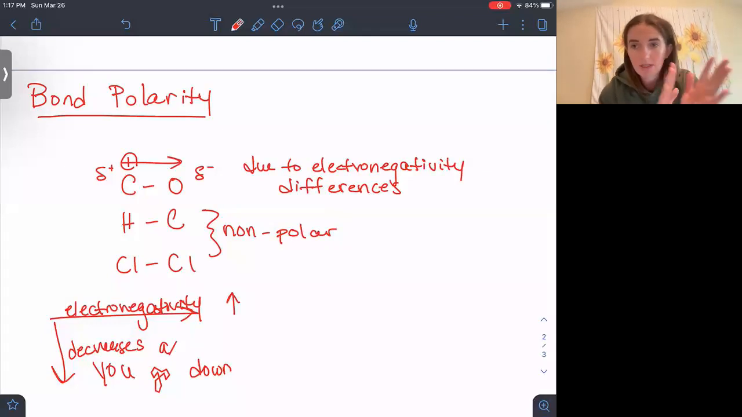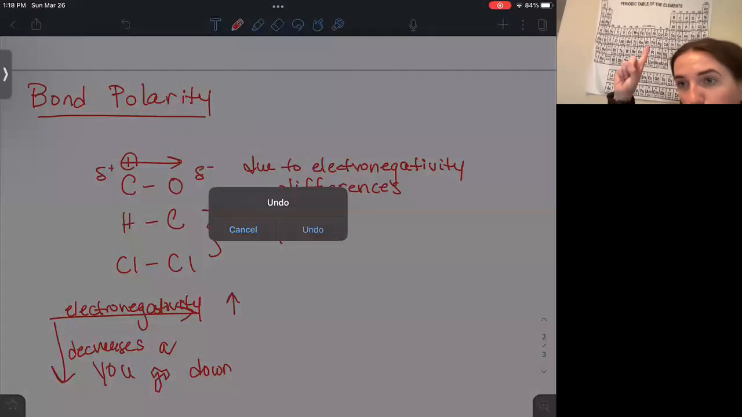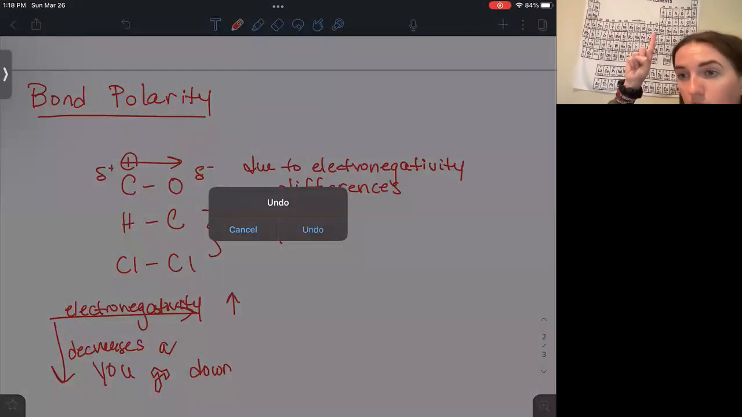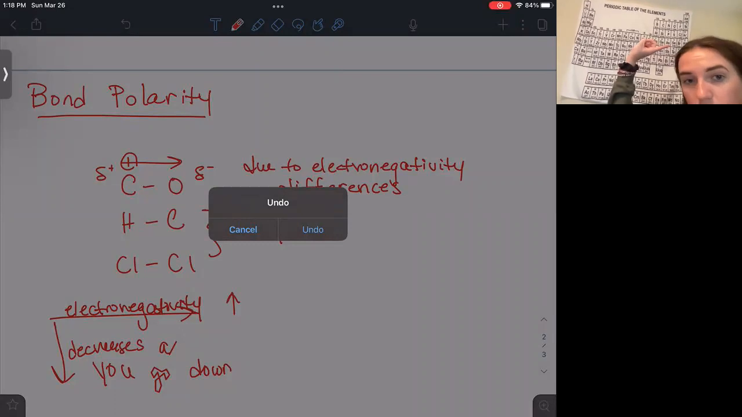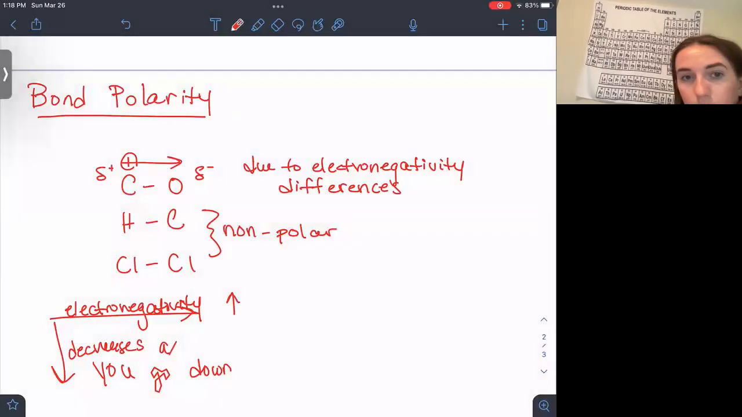So the only reason we say that H and C are nonpolar is because you can find values for electronegativities. You won't be given those unless you absolutely need them. So just go based off of the trend, right? If something's more to the right and more up on the periodic table, it's going to be more electronegative than its counterpart. Okay, so I guess I can show you my chemistry tapestry. If we're looking at the periodic table, anything more up on the periodic table is going to be more electronegative, and anything more to the right is going to be more electronegative.